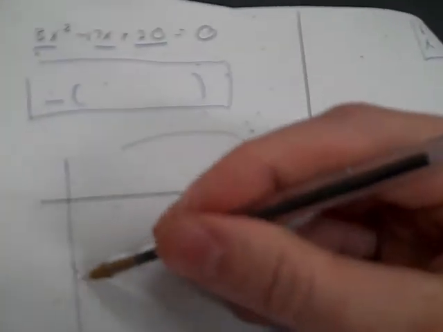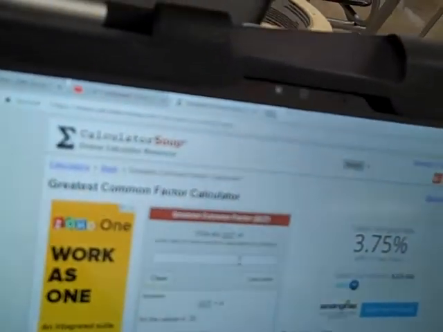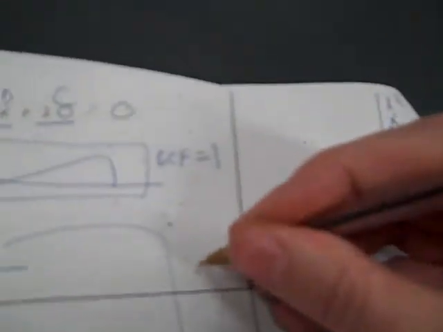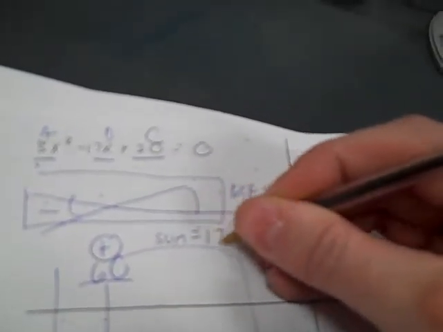So GCF. Negative in front, no. You got x on all of them? Nope, 20 doesn't have x. And then if you go 3, comma 17, comma 20, ended up with 1. Okay, so positive 1 means don't do it. Okay, so I take A times C, positive 3 times positive 20, and that gives me a positive product of 60. So you're looking for a sum of 17.